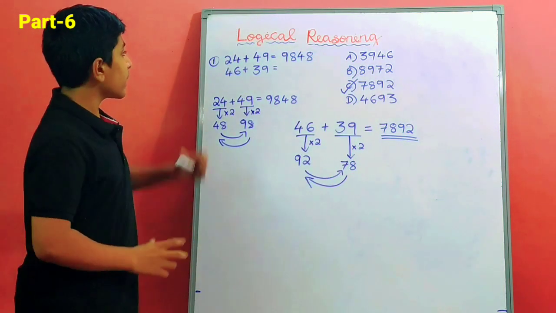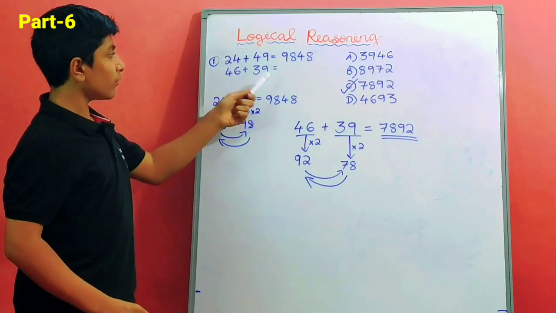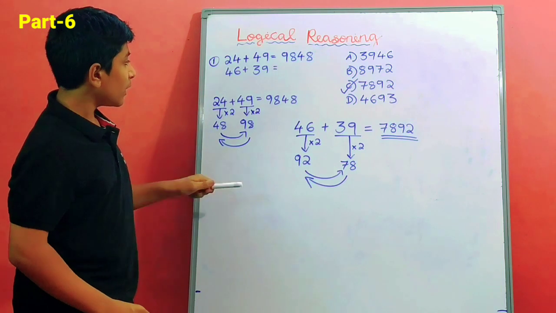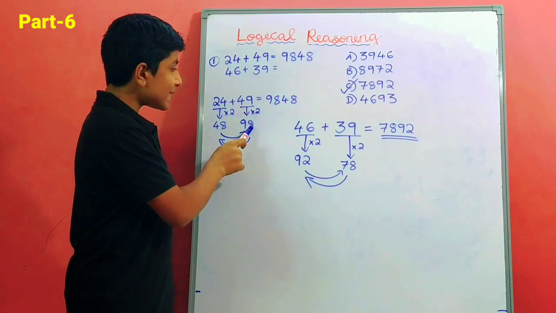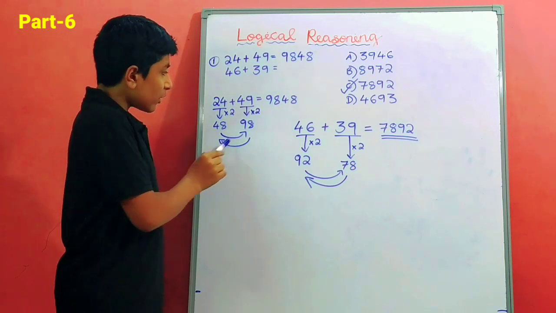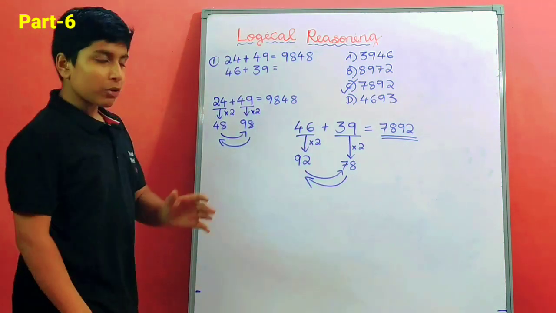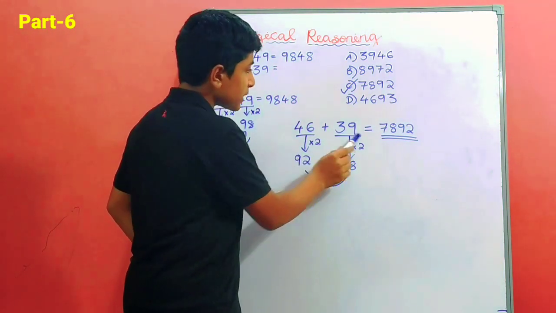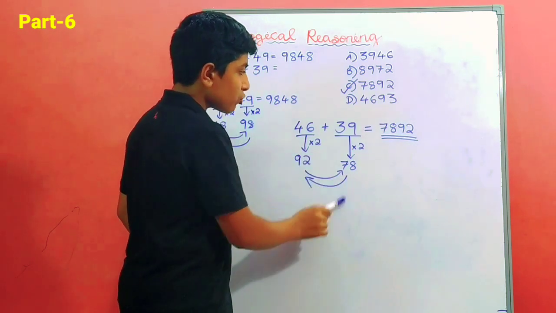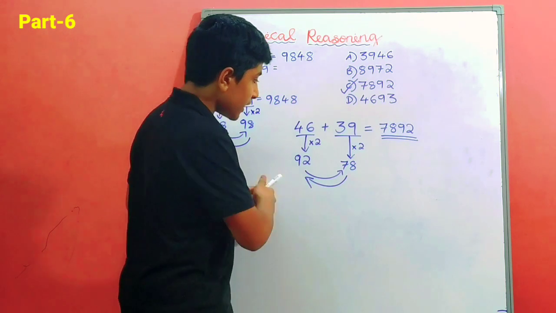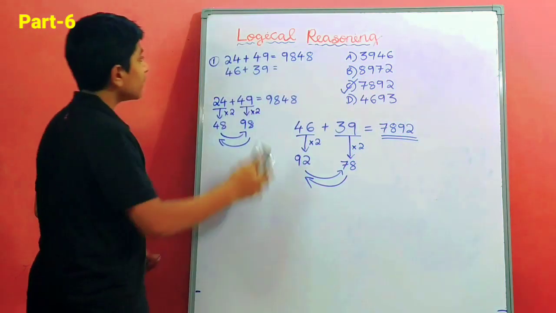So what we did here is, we had 24 plus 49 gives us 9848. We took 24 and 49 and we saw that 24 times 2 is 48 and 49 times 2 is 98. So we interchanged the values and got 9848, which is the answer of the first one. With the same logic, we went to the second one. We had 46 plus 39. 46 times 2 gives us 92, and 39 times 2 gives us 78. We interchanged them and got 7892, which is the answer. Hope you understood.